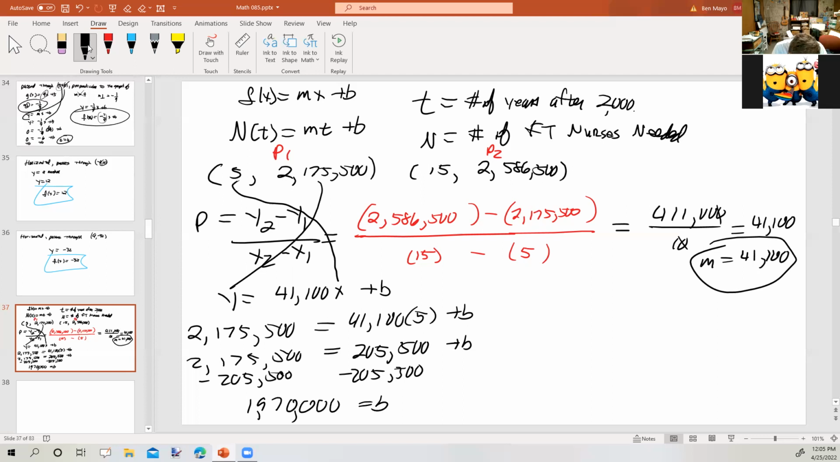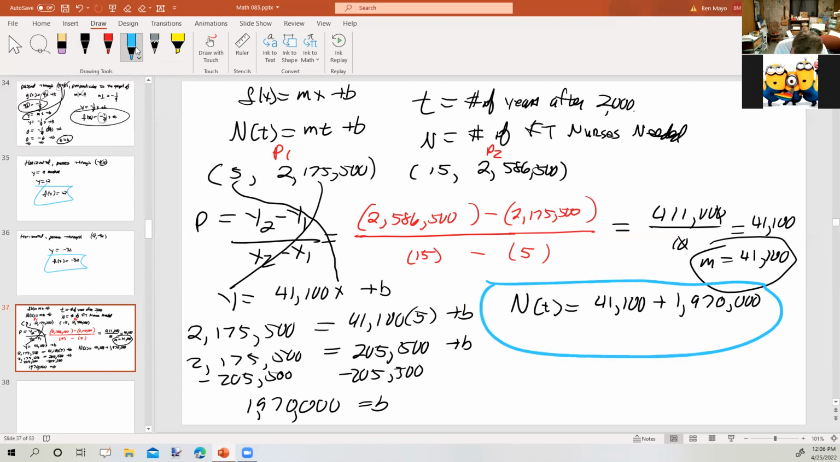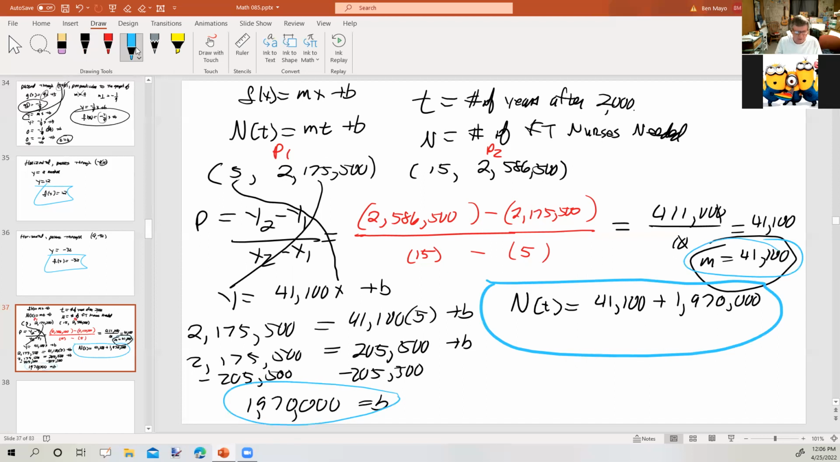Okay, so I know the slope, I know the y-intercept, or in this case, actually the N-intercept. So we'd say N of T equals 41,100 T plus 1,970,000. So there is our function after we found the slope and the y-intercept. We put it in and then wrote it using T as our input and N as our output. Okay, that was part A.